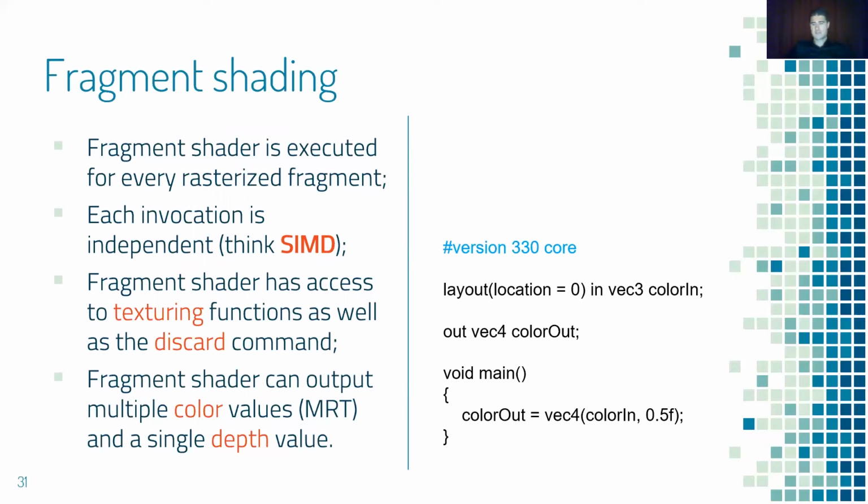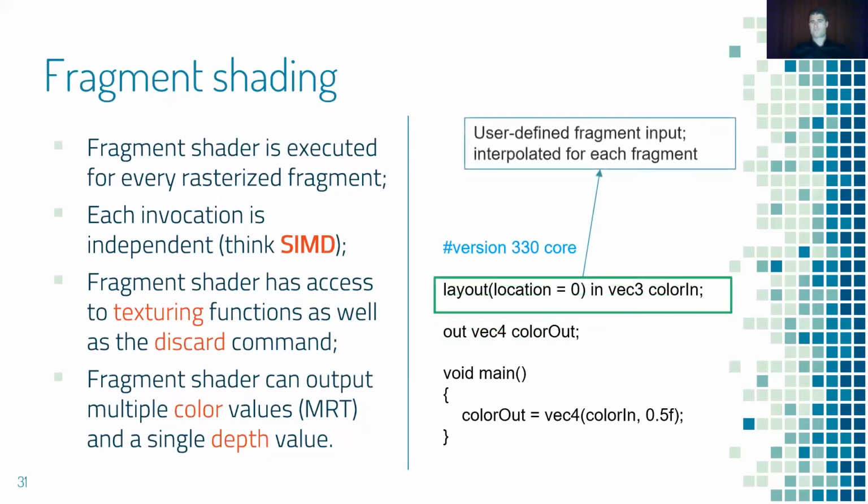The discard command called in the fragment shader will ensure that all outputs from the fragment shader are basically ignored. The fragment shader can output multiple color values. This is called MRTs, or multiple render targets. We'll not talk more about this in this presentation. It can also write out a single depth value and also a stencil value. I didn't write that there. So depth and stencil value.